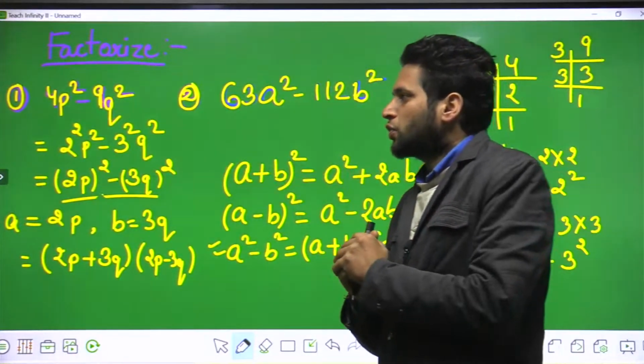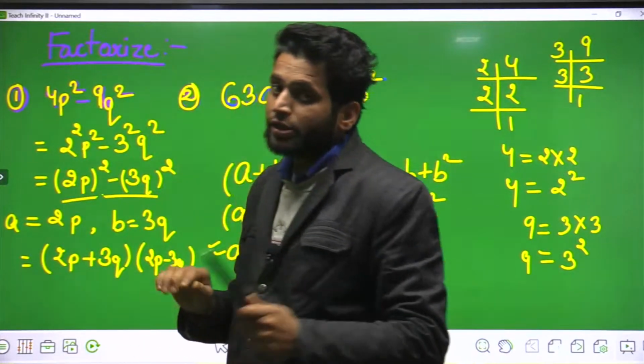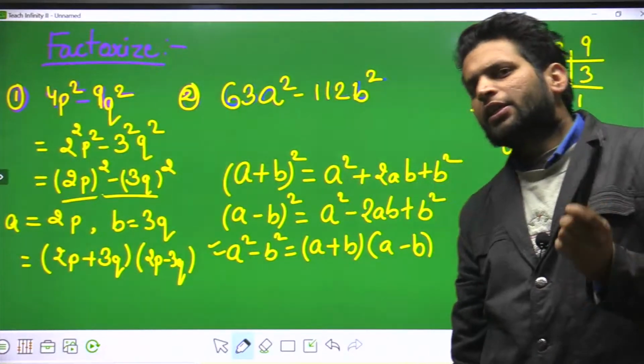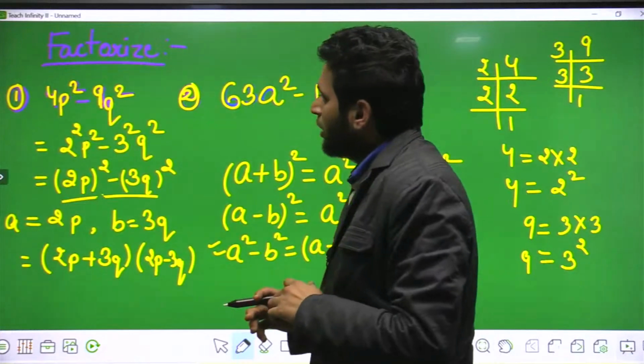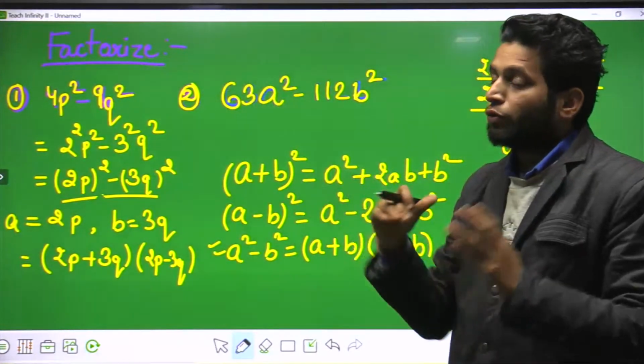So first of all, what we have done, again I'm explaining how we can do it. First of all we look at the question. The question is 4p square minus 9q square. Okay, then let me check which identity we can apply. First of all we write the identities, then let me check which identity this question is related to.